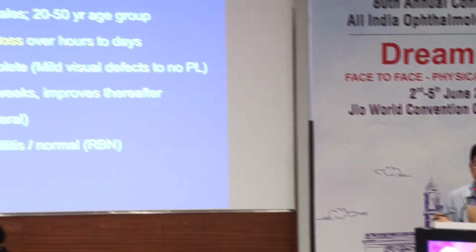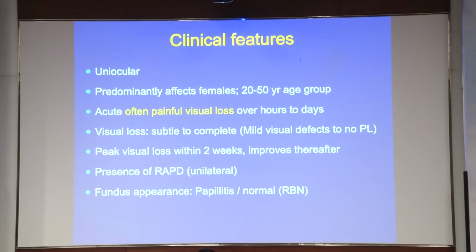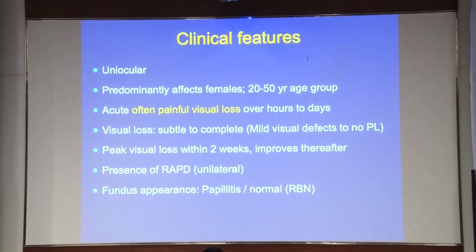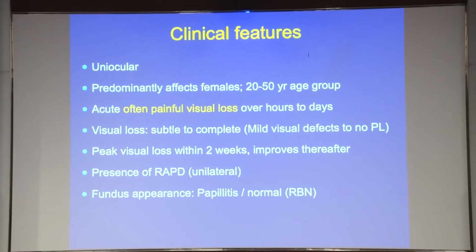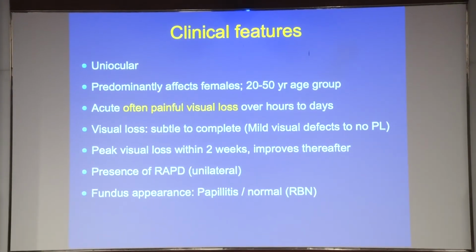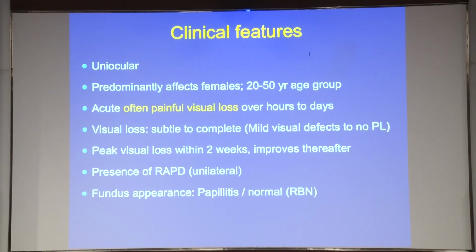The way they described optic neuritis at that time, the understanding was that it was unilateral, predominantly affecting young females in the 20 to 50 year age group, with mildly painful loss of vision over hours to days. The loss of vision could be subtle. Patients could come with 6/6 vision with just a little field defect or a quality deterioration like color desaturation, to complete loss. Virtually no PL has also been reported, although again, less likely to be demyelinating. Vision loss peaks by 2 to 3 weeks, and then it levels off, and thereafter it starts improving.